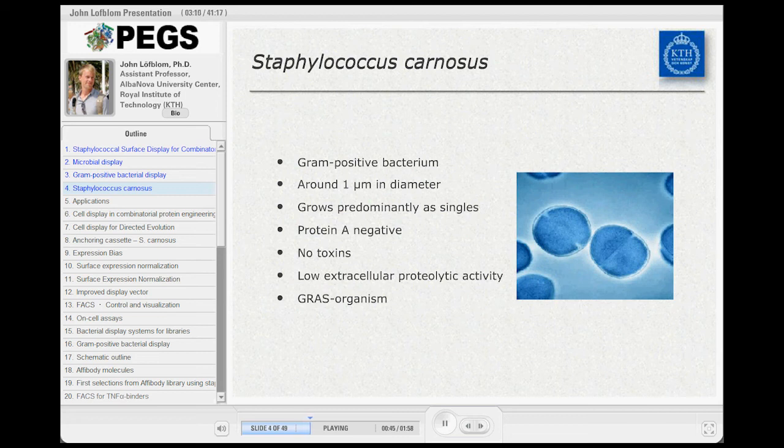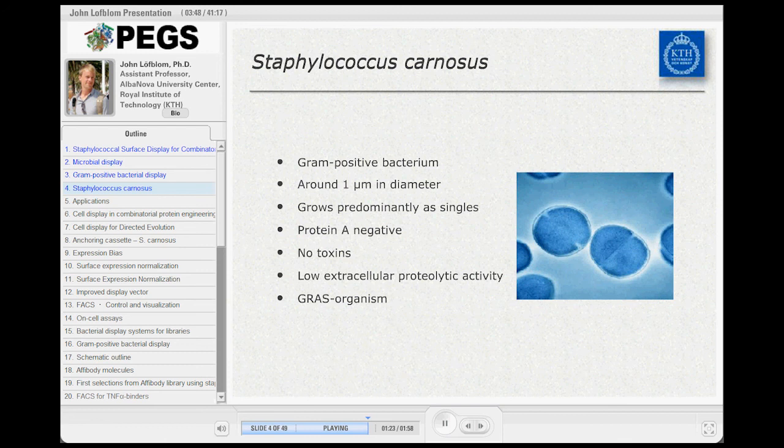And this is in contrast to many other Staphylococcal species that don't grow as singles. And it's also really non-pathogenic. It's, for example, protein A negative. It produces no toxins and has a really low extracellular proteolytic activity. And the genome was recently sequenced, and it was demonstrated that Staphylococcus carnosus is actually relatively non-homologous to other pathogenic Staphylococci, for example, Staph aureus.